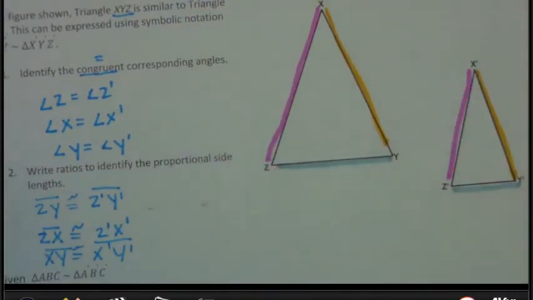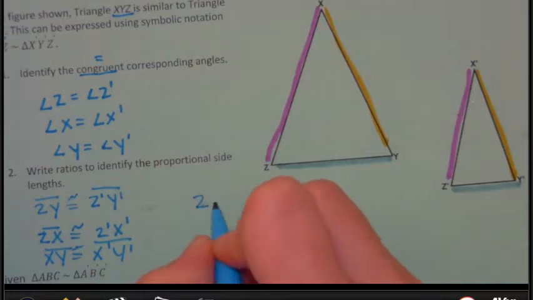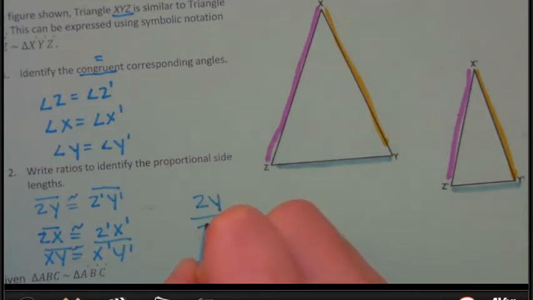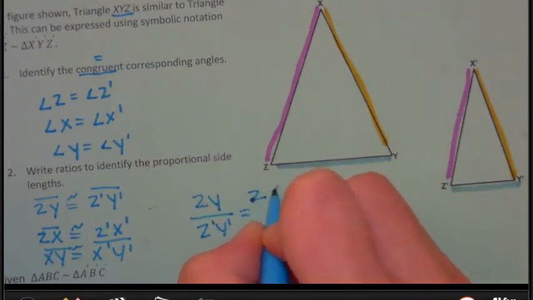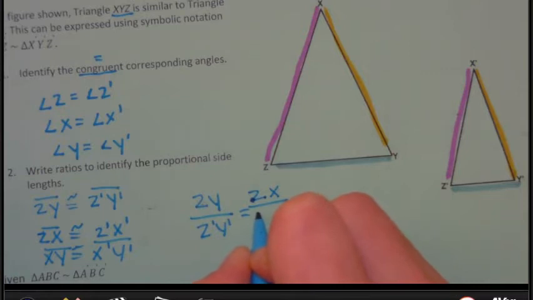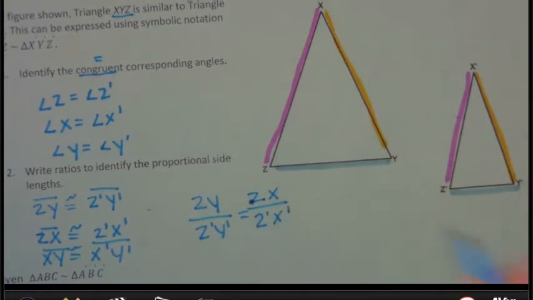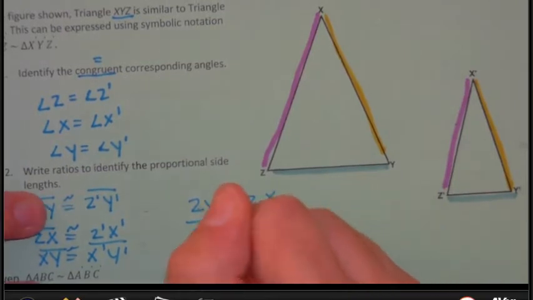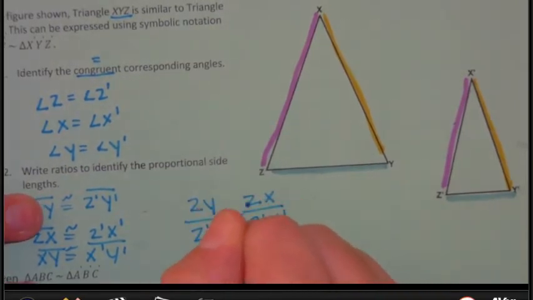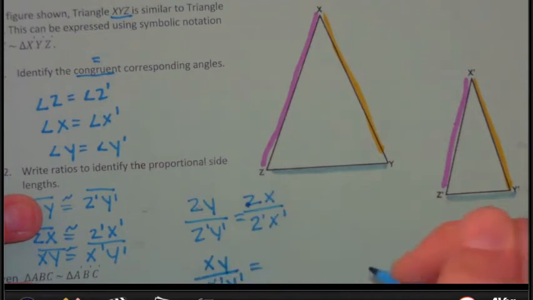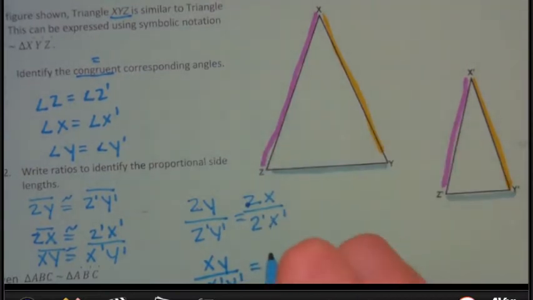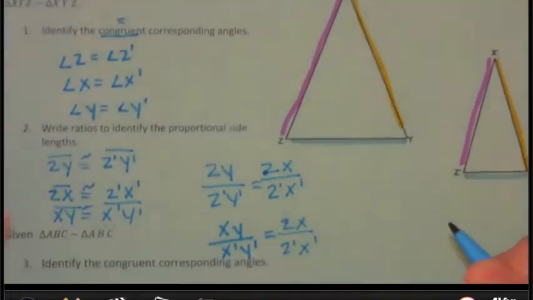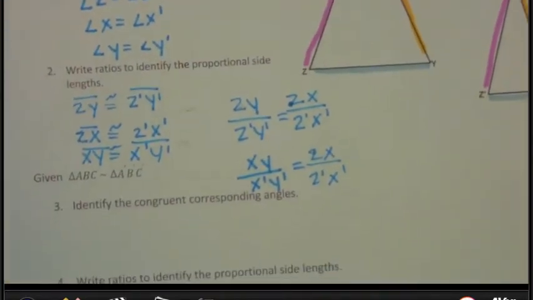All right, so this is what it's wanting. It's wanting to know Z over Y is proportional to Z prime over Y prime, is equal to Z over X, is equal to Z prime over X prime. Okay, or I can have X over Y is X prime, Y prime, is equal to, let's see, let's give another one, ZX over Z prime, X prime. You can write and set up your proportions in any different which way.